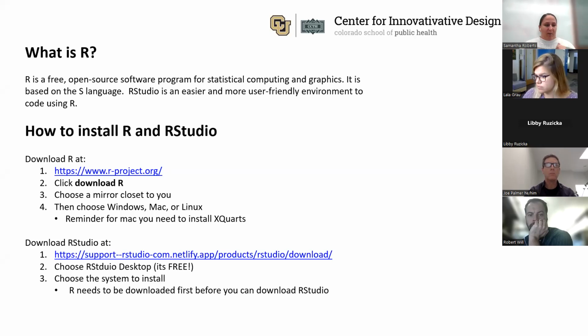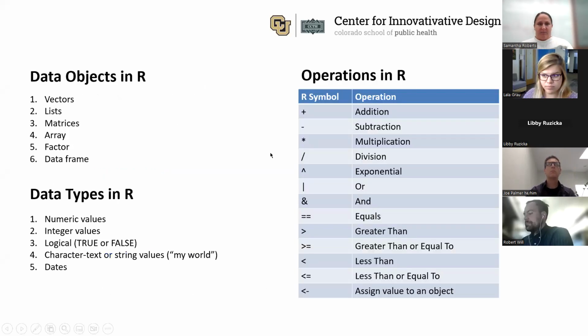And so before I open up R, I'm going to talk about some data objects, data types, and operations within R. There are 6 main data objects within R: vectors, lists, matrices, arrays, factors, and data frames. I'm not going to go through all of these. The main ones that we're going to be working with are vectors, and there are usually 6 types of vectors: logical, integers, characters, raw, double, and complex.